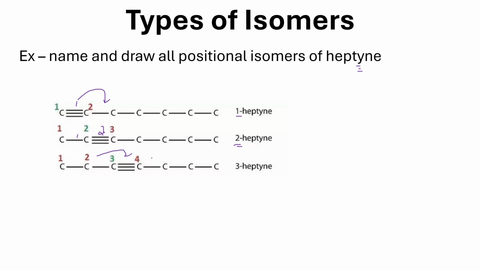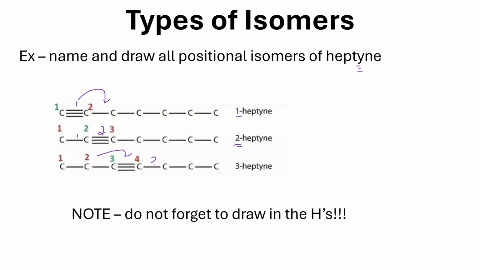You're probably wondering, is there a 4-heptyne? And the answer would be no. There would be no 4-heptyne because it would be the exact same as 3-heptyne. It would just be flipped over. But let's not forget, and I find students get excited when I ask this type of question, don't forget to draw the hydrogens in. I know I haven't drawn them in here, so there's some of them. Sorry I didn't take the time to put them all in, but make sure you add all the hydrogens in.